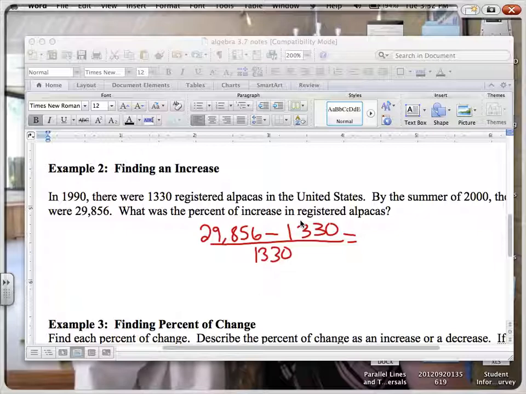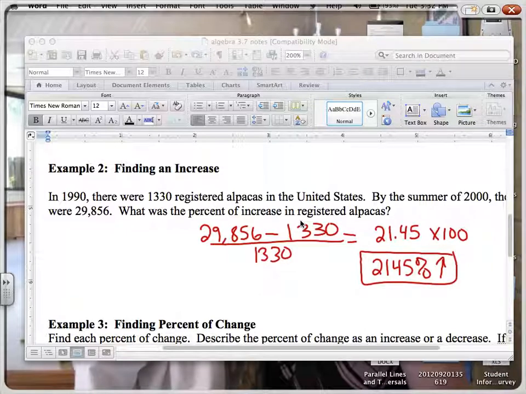you're going to get 21.45. But then you have to turn that into a percent. So that's actually just the decimal, 21.45. You have to multiply that by 100 to actually get the percentage. And you can actually have a percent of increase be bigger than 100%. Because of this increase, when you multiply it, it's going to be a 2,145% increase. So you always have to remember that last step of multiplying by 100. Whatever you get in your calculator, you need to multiply by 100. So that's it, the percent of increase.